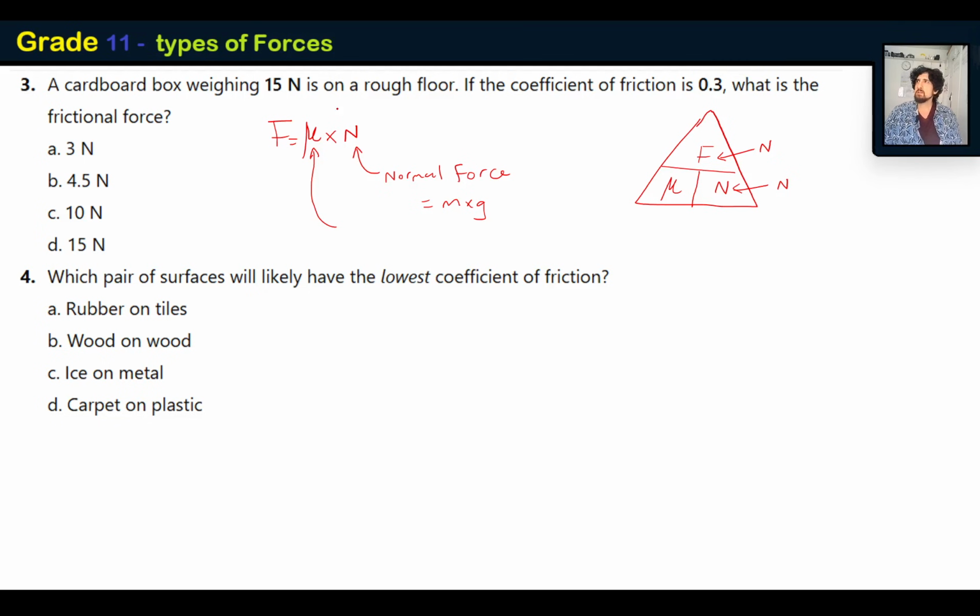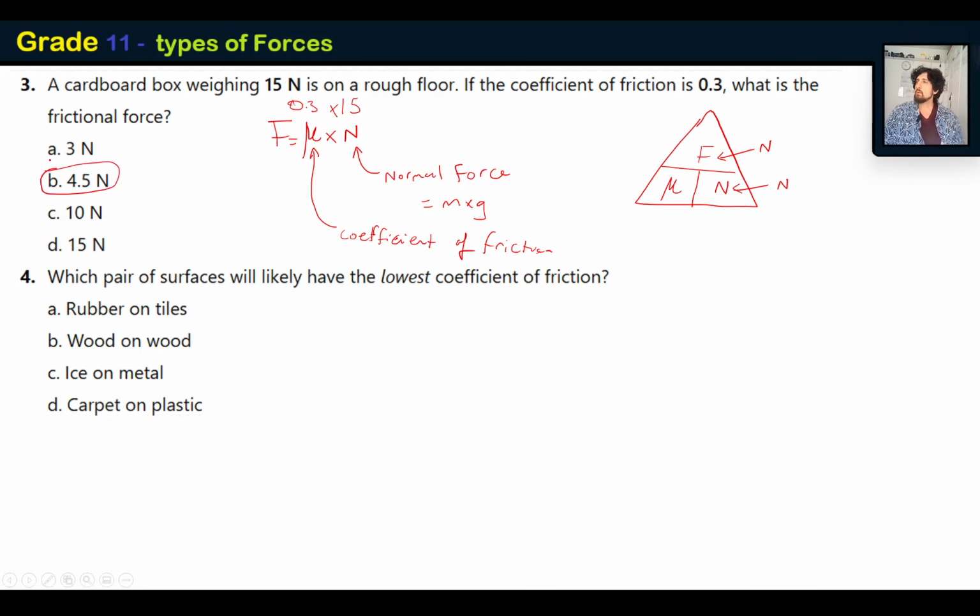Right, so anyway, let's go back to the question. What is the frictional force? So the force is going to be equal to the coefficient of friction multiplied by the normal force. So that's 15. It's already given to us because it's saying weighing 15 newtons. So the weight is the same as the normal force. Anytime you see weight, you've got the normal force. Multiplied by 0.3. So it's going to be 4.5.